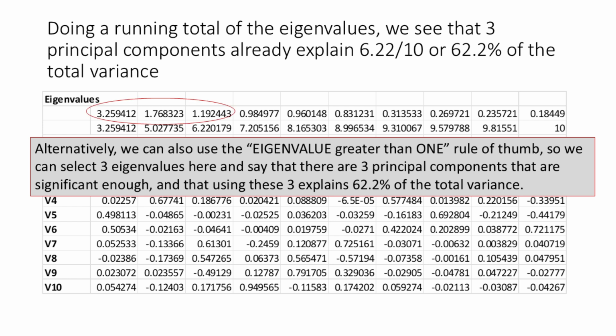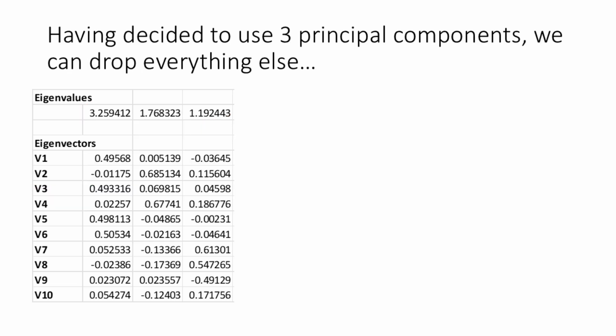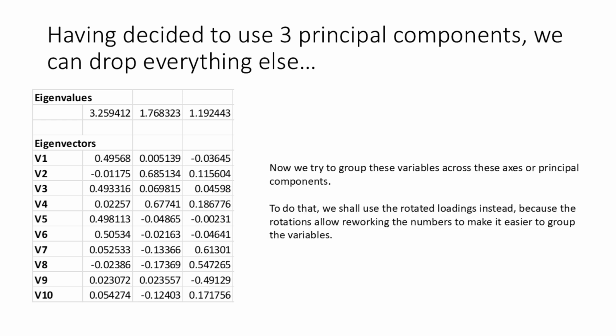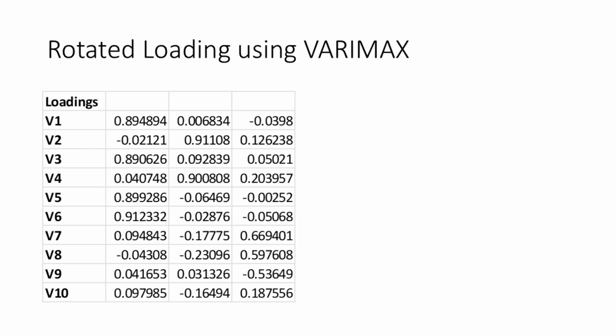Now, having decided to use three principal components, we can drop everything else. Now, we try to group these variables across these axes or principal components. To do that, we shall use the rotated loadings instead, because the rotations allow reworking the numbers to make it easier to group the variables. Now, here's the rotated loadings using the Varimax method.